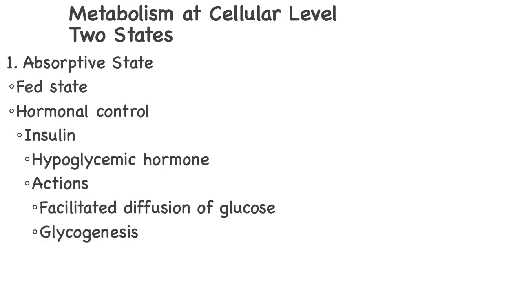In addition, insulin triggers the liver to store glucose in the form of glycogen, and this is called glycogenesis. A third action of insulin is lipogenesis. Remember, this is the synthesis of triglycerides. So during lipogenesis, you can take excess carbohydrates and excess proteins and store them in the form of triglycerides in your adipose tissue.